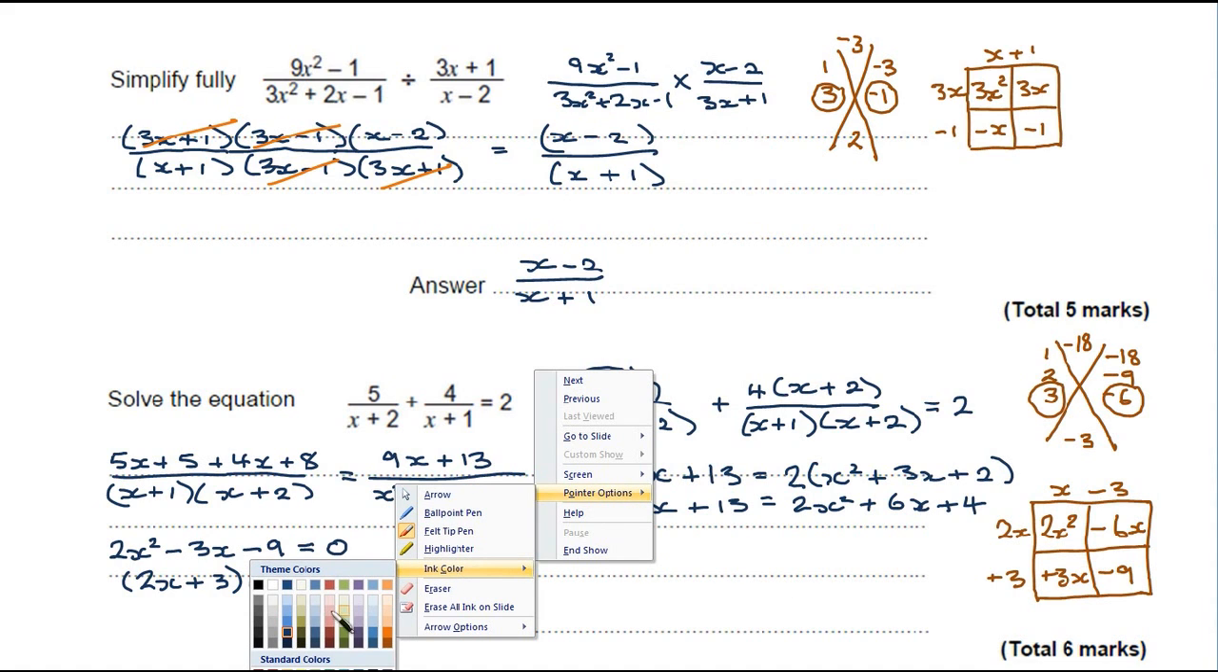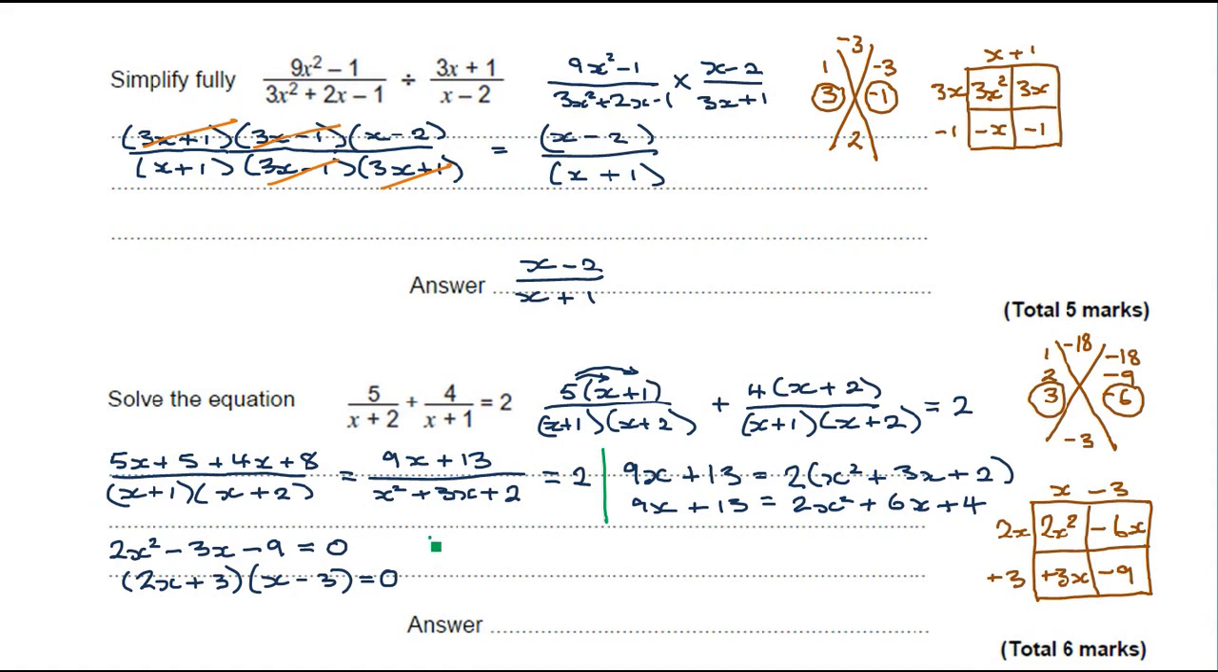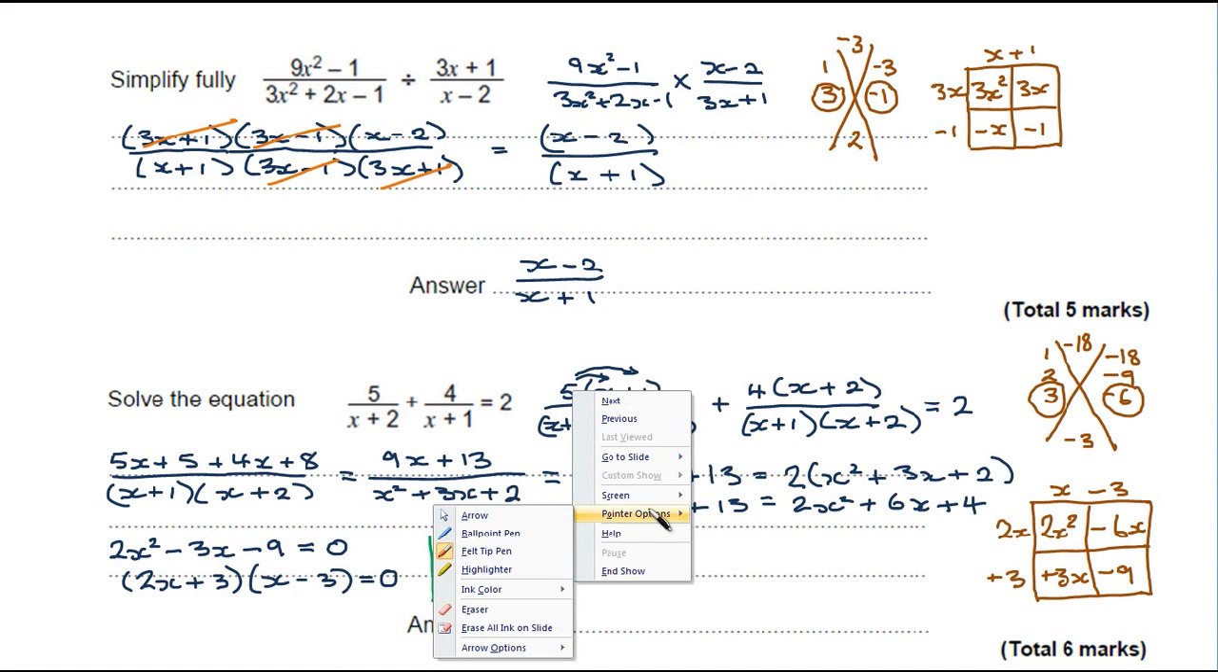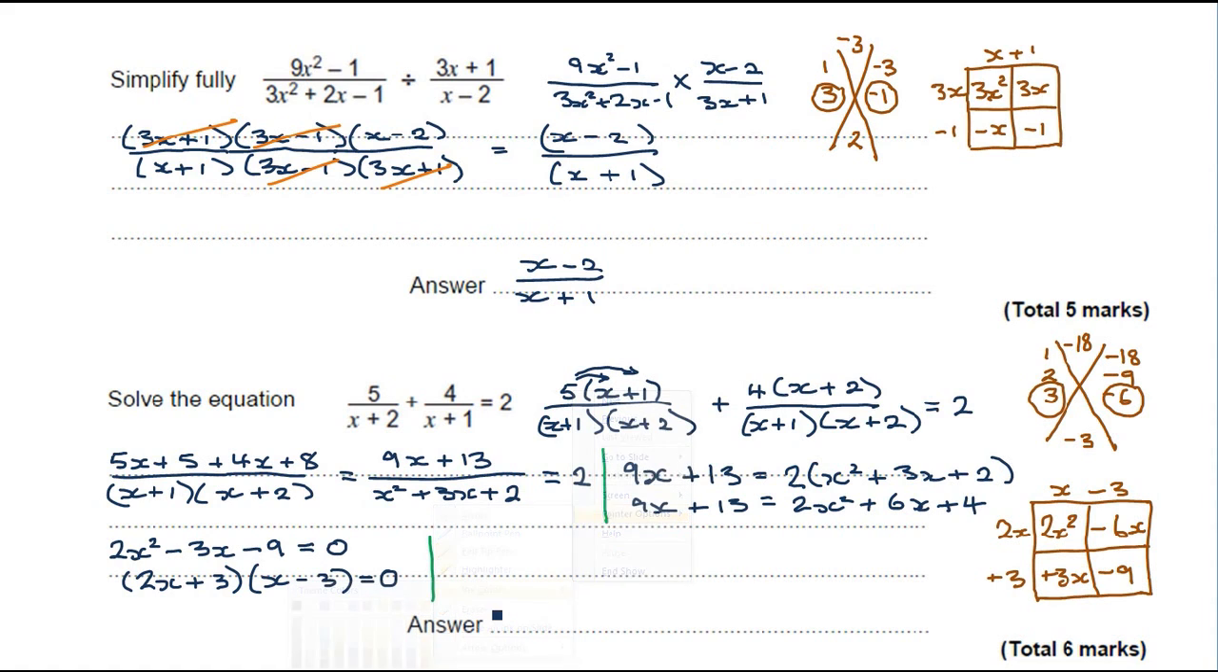Okay, now the final stage is to solve for x. So again, if I use a separator here, let's see what we've got. Well, first of all, let's just do this one because this is the easiest. We've got x minus 3 equals 0. So if x minus 3 equals 0, therefore x, if I add 3 to both sides, will give me positive 3. So x equals 3.